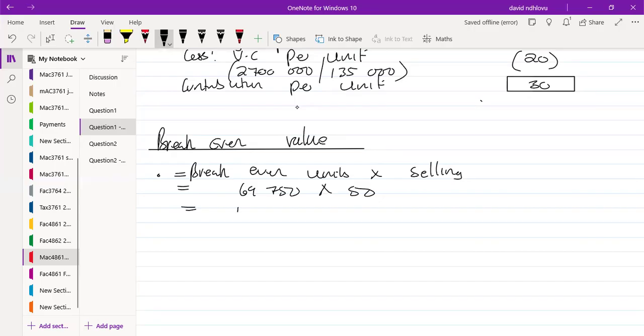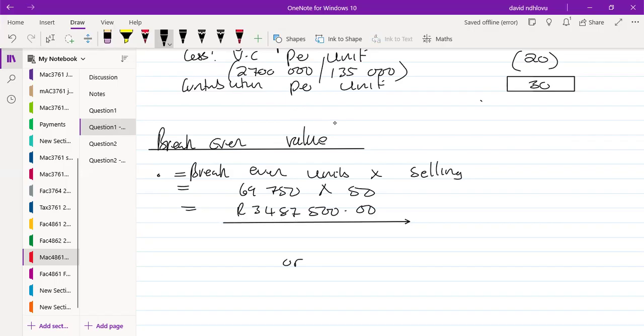In which case we can then get a rand value of 3,487,500. So if we are able to produce and sell at the current setup, and we have a sales value of 3,487,500, we are at break even.